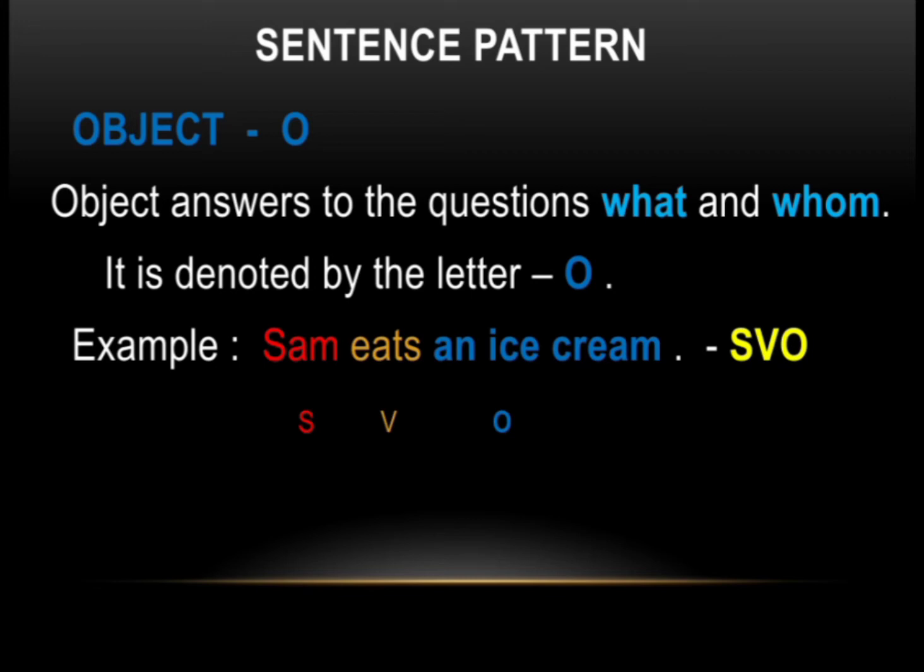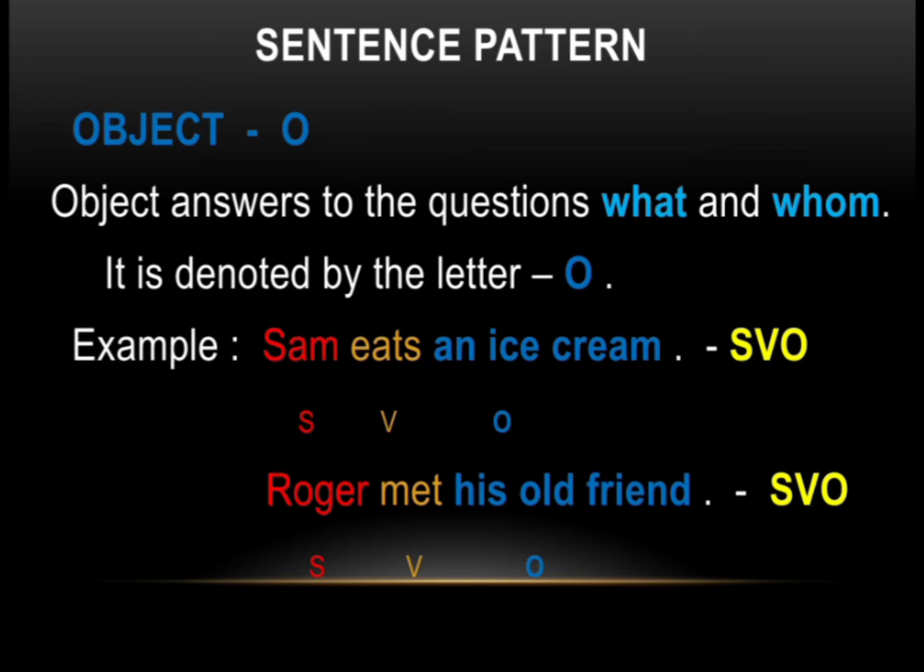Example, Sam eats an ice cream. Here Sam is the subject, eats is the verb. What does he eat? An ice cream. This is answering to the question what and so it is an object and the pattern is SVO. The next example, Roger met his old friend. Here Roger is the subject, met is the verb. Whom did he meet? His old friend. Since it is answering to the question whom, it is an object and the pattern is SVO.